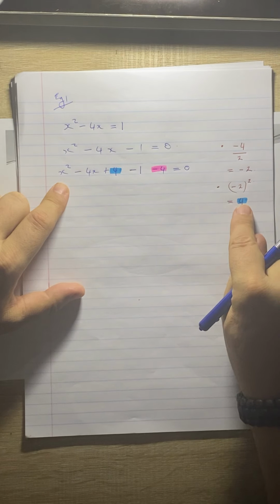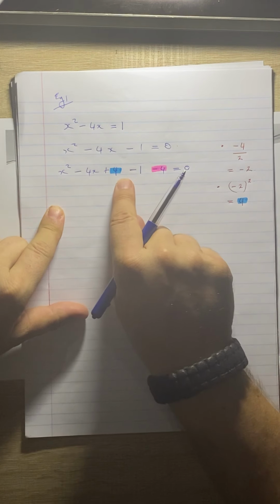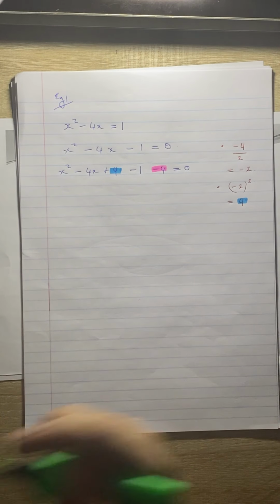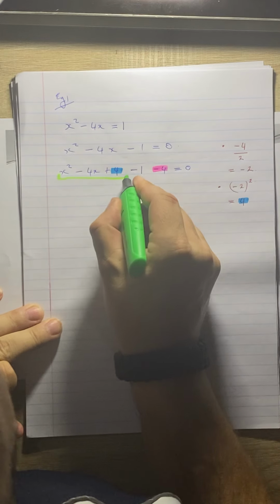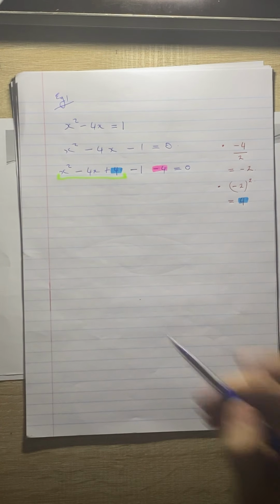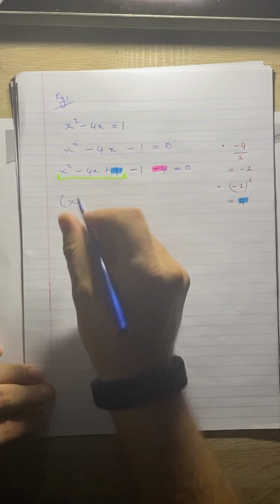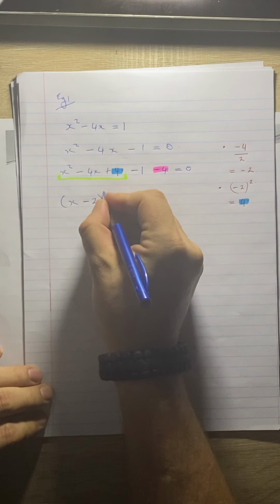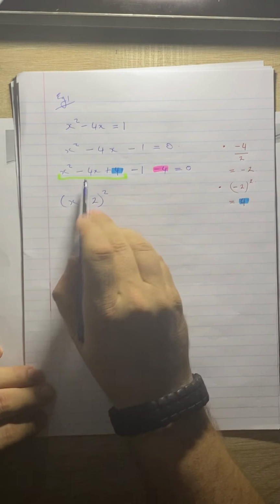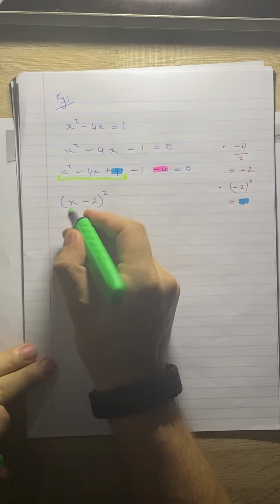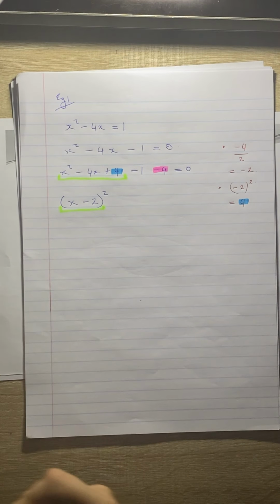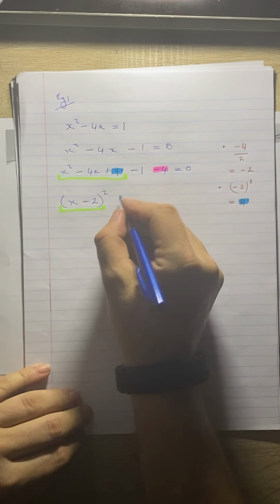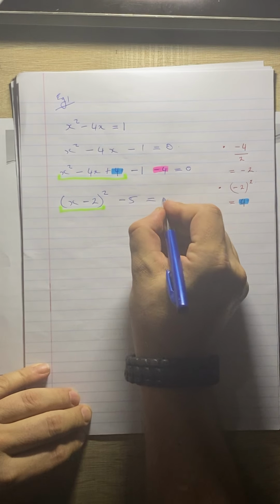But what I've done by adding in this 4 here is I have created a perfect square over here. So this little bit over here is a perfect square. And what I can do is factorize it. So this would become x and whatever we squared. So this will be minus 2 squared. All right, that's that green bit. Then I must just get these two together. So minus 1 minus 4 gives us minus 5 equals 0.